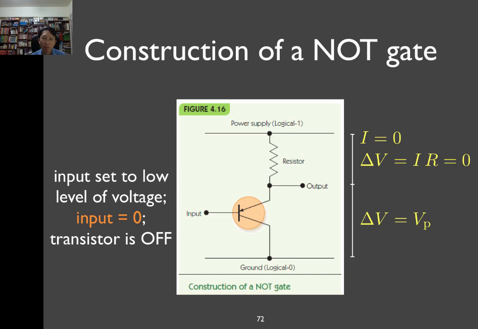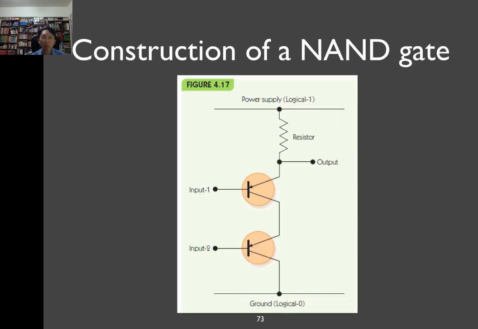Then the output will have all the voltage as high as the power supply Vp, so we have a high output level. Output is 1. So this is indeed a NOT gate behavior. So this is the construction of a NOT gate. 所以对这个逻辑闸来说，这样的一个线路完整的表现出它的行为。Now let's see how to construct a NAND gate.